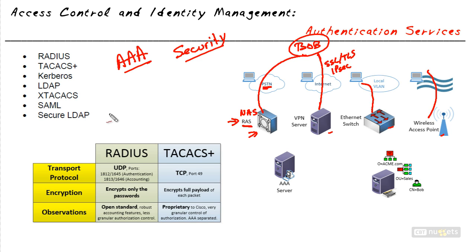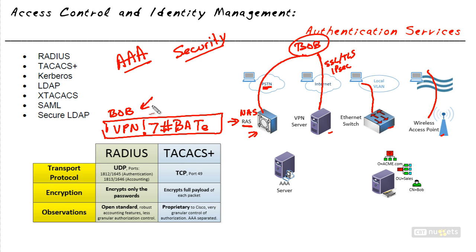So just for a moment, let's say that Bob's username is Bob and his password is VPN exclamation mark 7 pound symbol BATE. And that's a pretty good password. We have upper and lower case, alphanumeric, special characters. And just for a moment, let's say that is his password and his username is Bob.